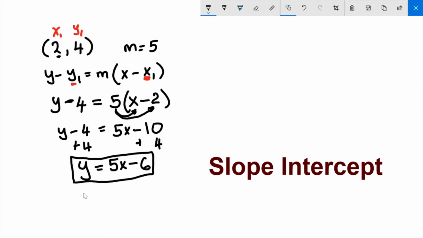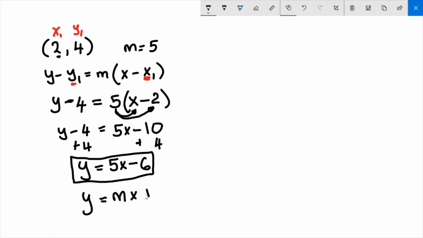So the slope-intercept form is y equals mx plus c, where c is the y-intercept, and m is the slope.